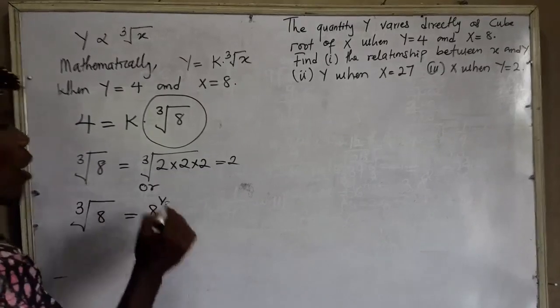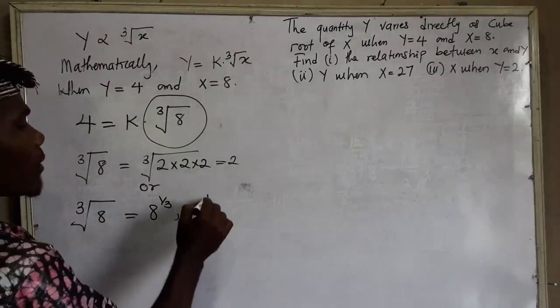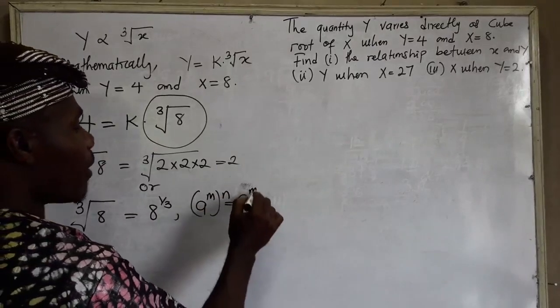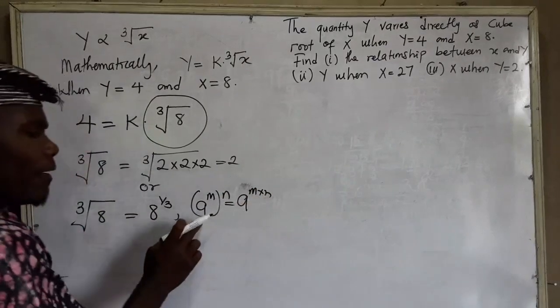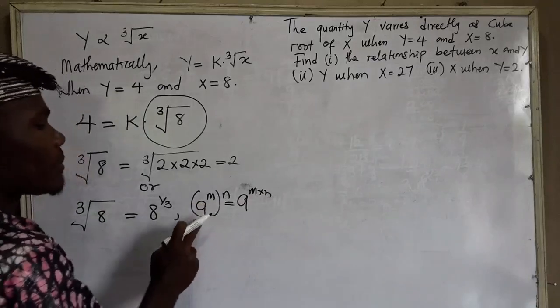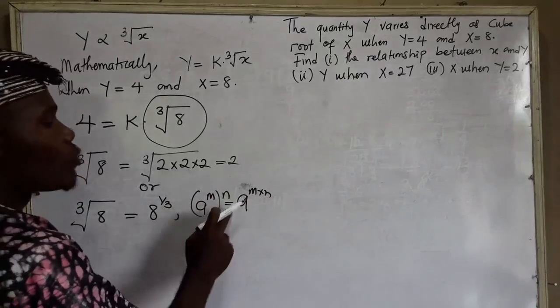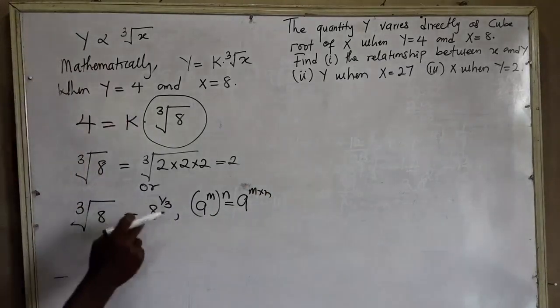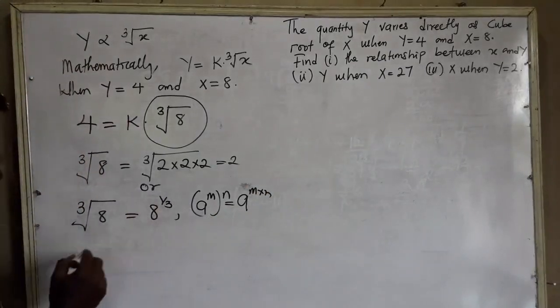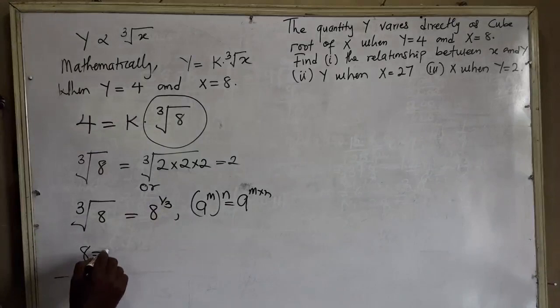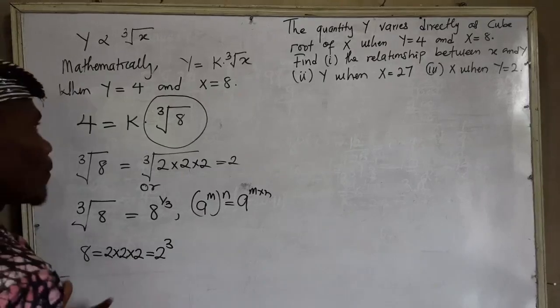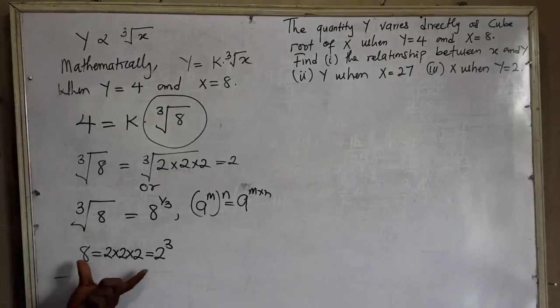And let's recall a law. The law says that a raised to power m, at the same time raised to power n, will be equal to a raised to power m times n. The same thing is applicable here, and the factor of 8 is 2 times 2 times 2, which is equal to 2 raised to power 3. So this is the factor of 8.